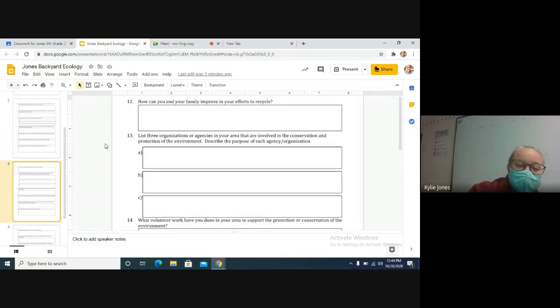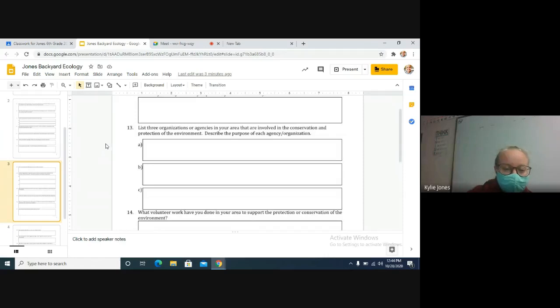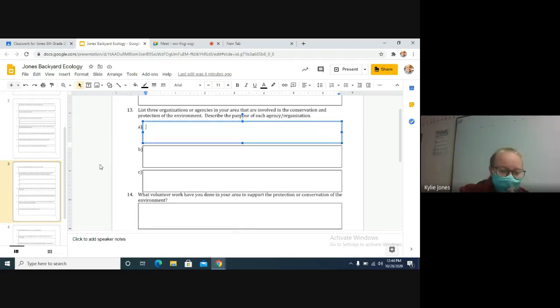Number 13, list 3 organizations or agencies in your area that are involved in the conservation and protection of the environment. So that means look up places in Winslow that are trying to save the environment. There's got to be some organizations around here that are like, save the turtles or recycle more, things like that. So look those up and put the name of the organization and then describe what they do. You need to get 3 of those.